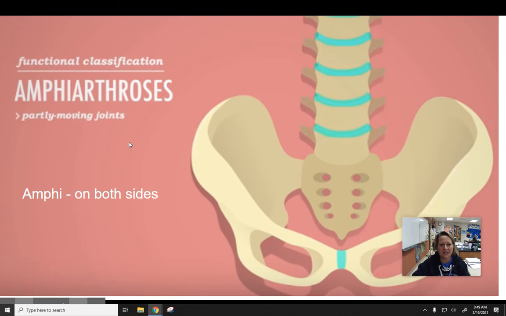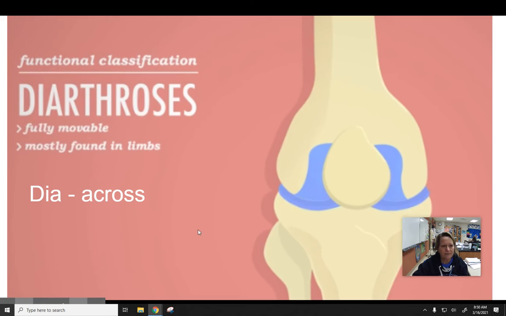The second class that we're talking about is amphiarthroses. Amphi means on both sides. If you think of amphibians, they can live on land and on water, on both sides. These are your partial moving joints. Here it's showing the cartilage rings between your vertebrae, so your discs. Those are where your joints are. And then your pubic symphysis is also a place where that is found, so between your hips.